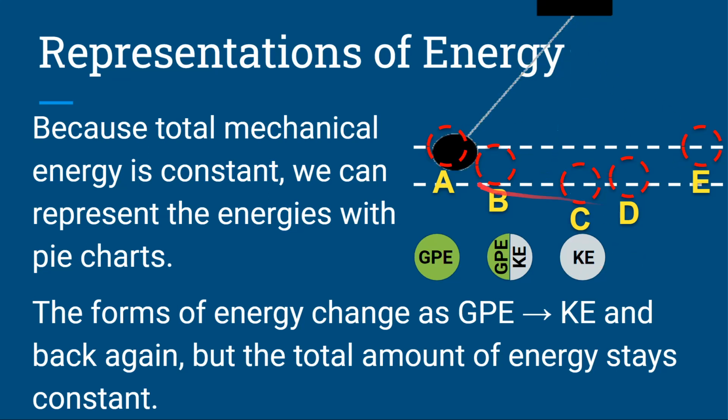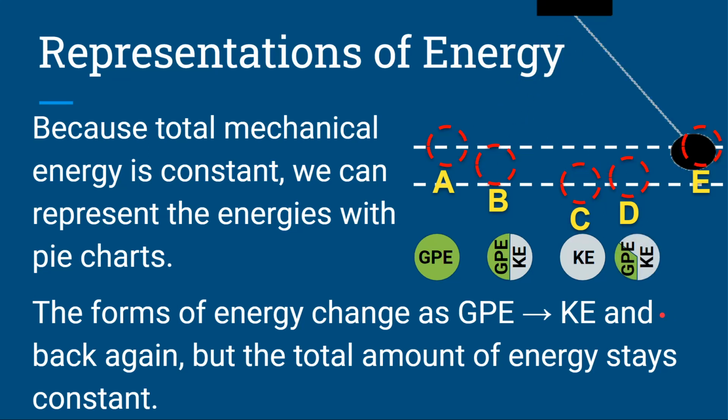At point D, it's not quite back up to that halfway point between the heights. I have the heights marked with these dotted lines, so you can see C and E. And D is, of course, closer to C, so when I draw my pie pieces, I'm going to have more kinetic than gravitational potential, as opposed to this one that was half and half. And then, of course, when it gets all the way back up here again, where it stops moving for a moment before it turns around, that energy is all gravitational potential again.